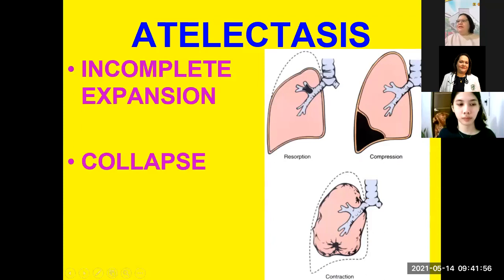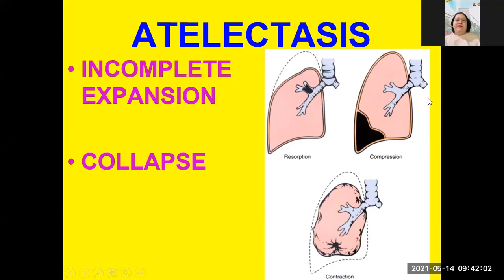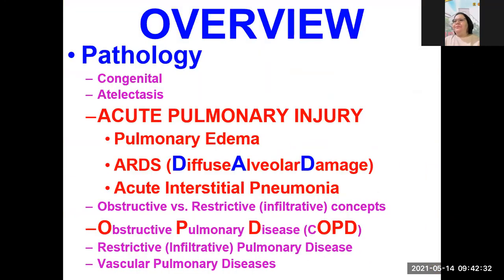So basically, when you talk about atelectasis, there is incomplete expansion of the lung. There is a collapse in the lung. So whether this is compression, maybe presence of fluid that is compressing the lung, making it difficult for the lung to expand, or there is contraction or collapse. So these are different situations wherein you may have atelectasis of the lungs. Then we're going to go into acute pulmonary injury.